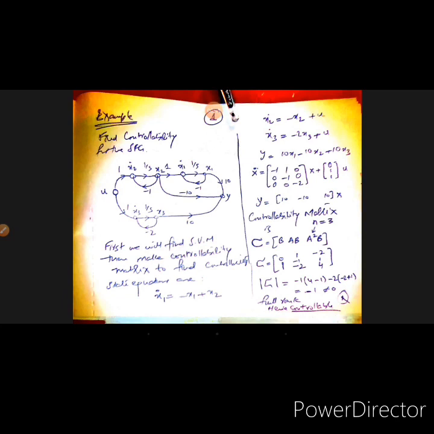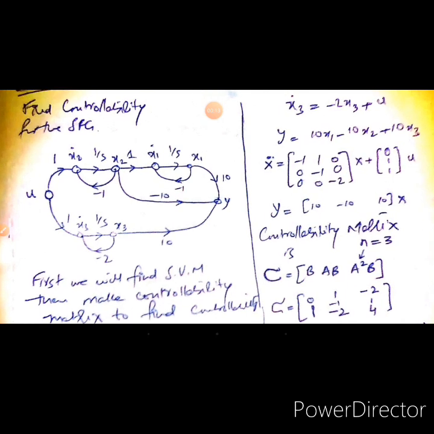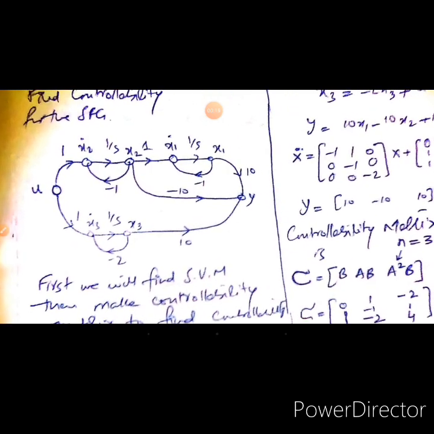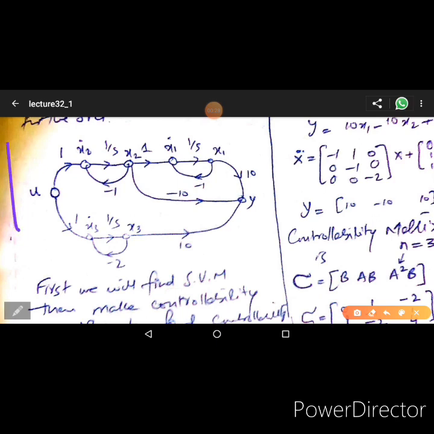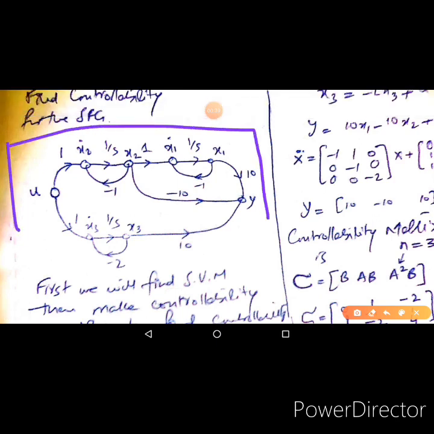Here you can see that in this example, we have a signal flow graph. What is required from us is to find whether the given system is controllable or not. What you can see over here is a signal flow graph that is given to us, and we have to find whether the given system is controllable or not.